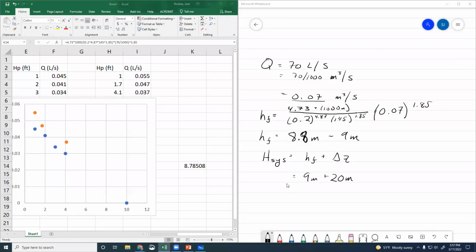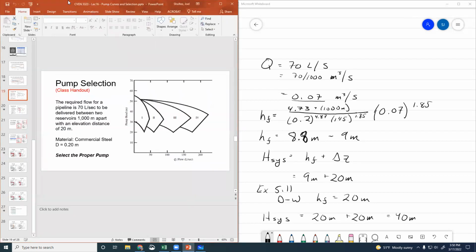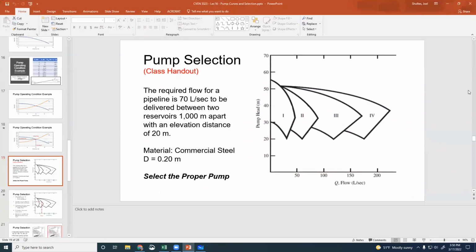Okay, well, the Hazen-Williams equation gives us 9 meters. If you look at the example in the book, which is example 5.11, they did the Darcy-Weisbach calculation and they got that head loss was equal to 20 meters. So we're gonna run with that number. And we're gonna say that for 70 liters per second, our H system is going to be equal to 20 meters of head loss plus 20 meters of elevation, which is about 40 meters.